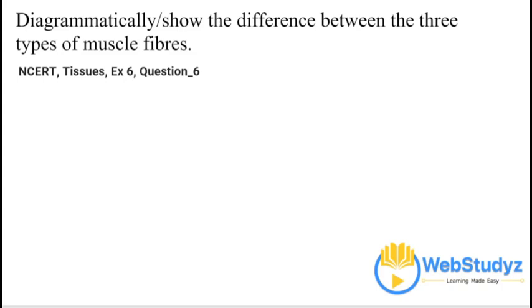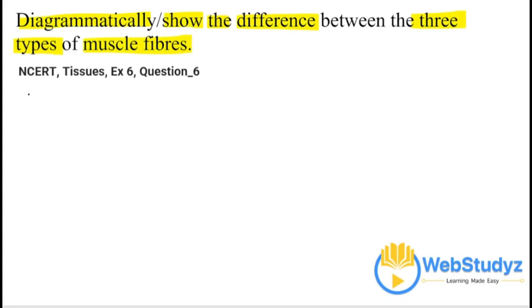Students, let's see the question. The question is, diagrammatically show the difference between the three types of muscle fibers. So the question has asked us to draw a diagram for the different kinds of muscle fibers present and tell the difference between all three of them.